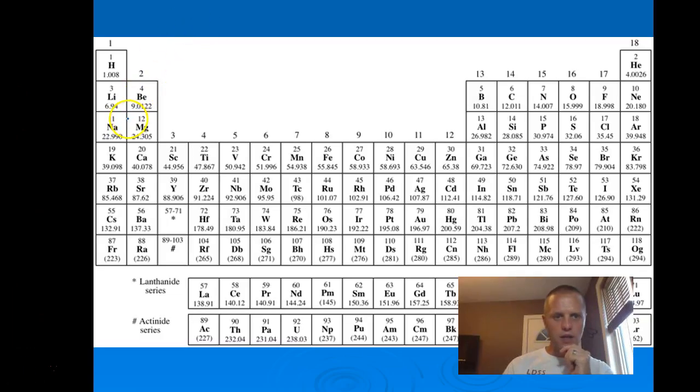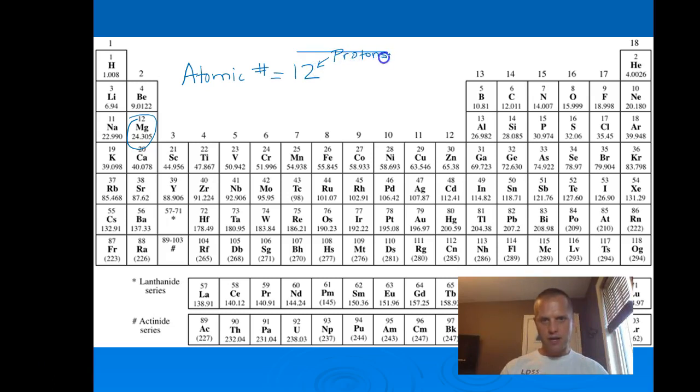Let's look at the periodic table again. So we look at magnesium. Magnesium is right here. It's got 2 numbers. The smaller number is the atomic number, which is equal to 12. So if it's equal to 12, that means I have 12 protons. That means I got 12 pluses in my atom. It also means that I have 12 electrons as well. And electrons are negative. So we know we have 12 protons which are positive, and we got 12 electrons which are negative.